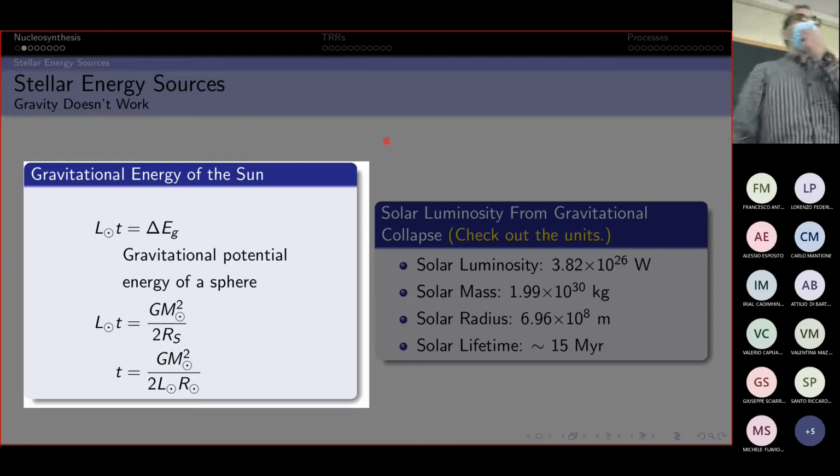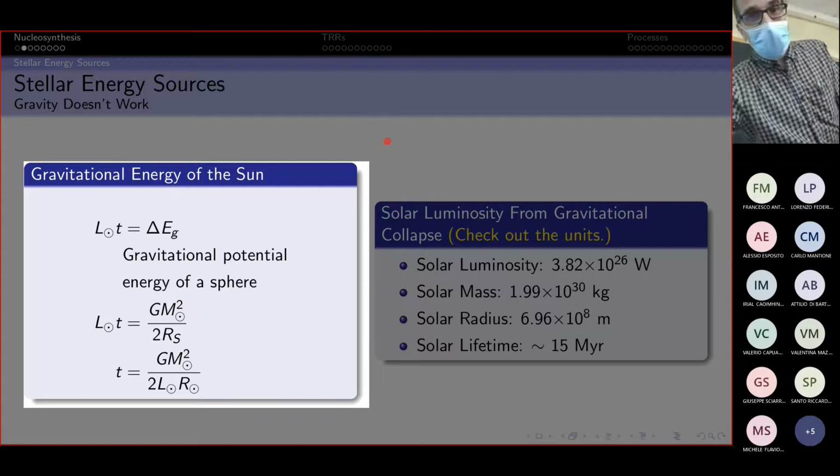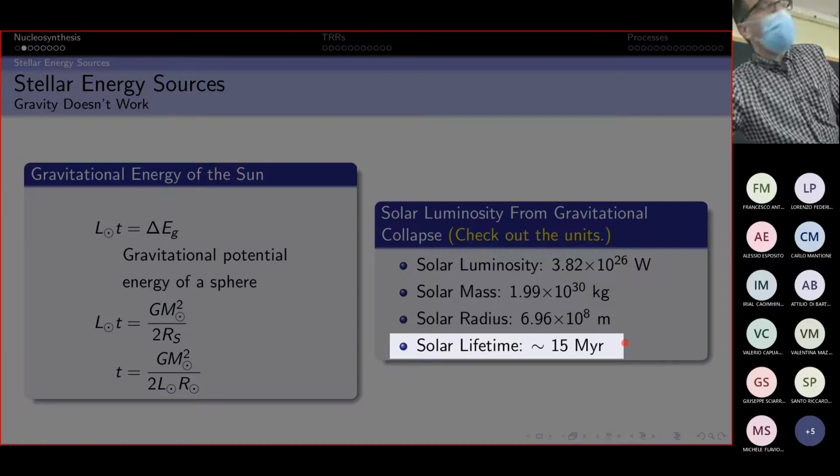So if stars burn only by gravitational potential energy, it is a lot of energy, and it does produce a lot of heat. In fact, it can make the star survive for a long time. But if it were purely that, we would have a solar lifetime of 15 million years. Is that good?